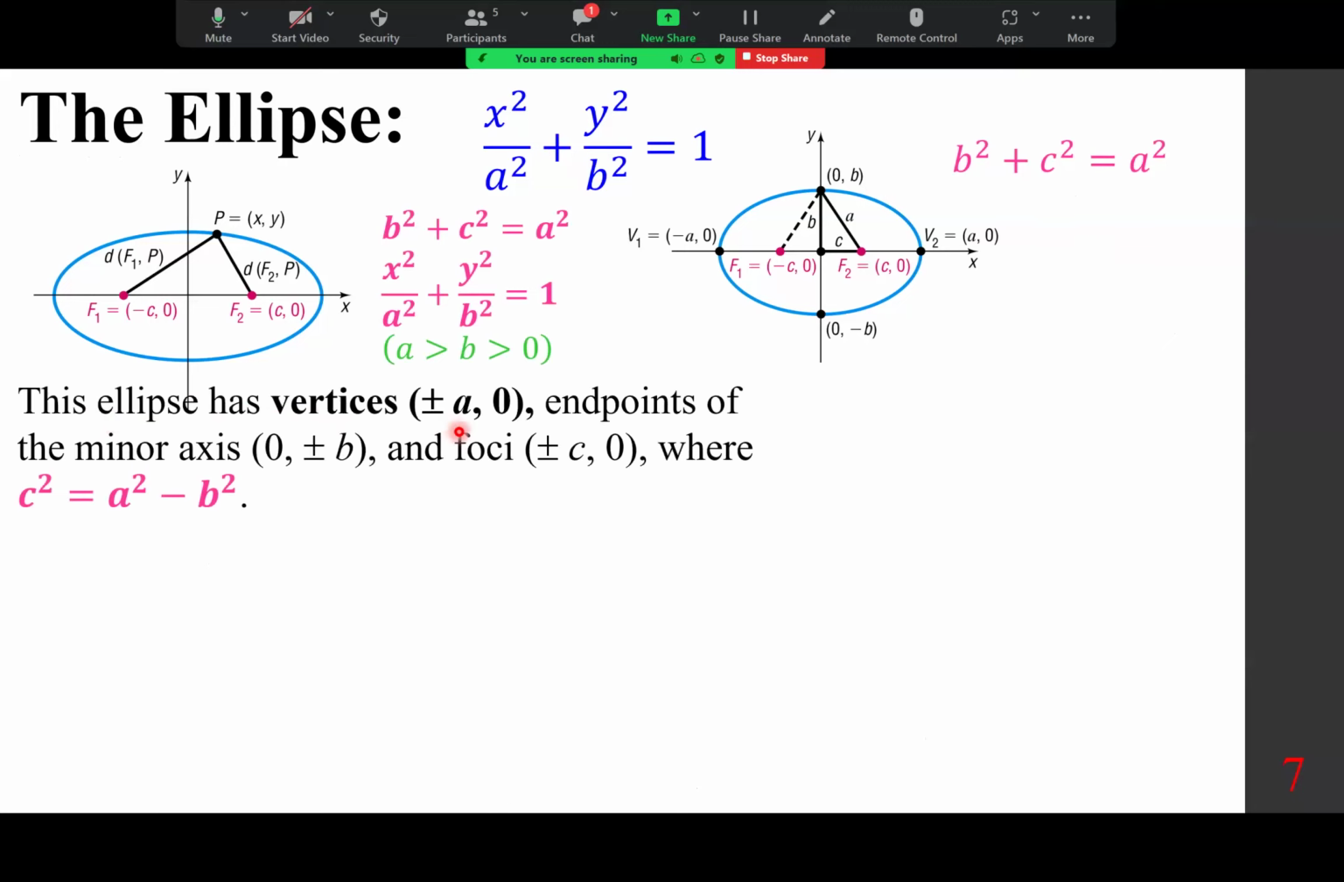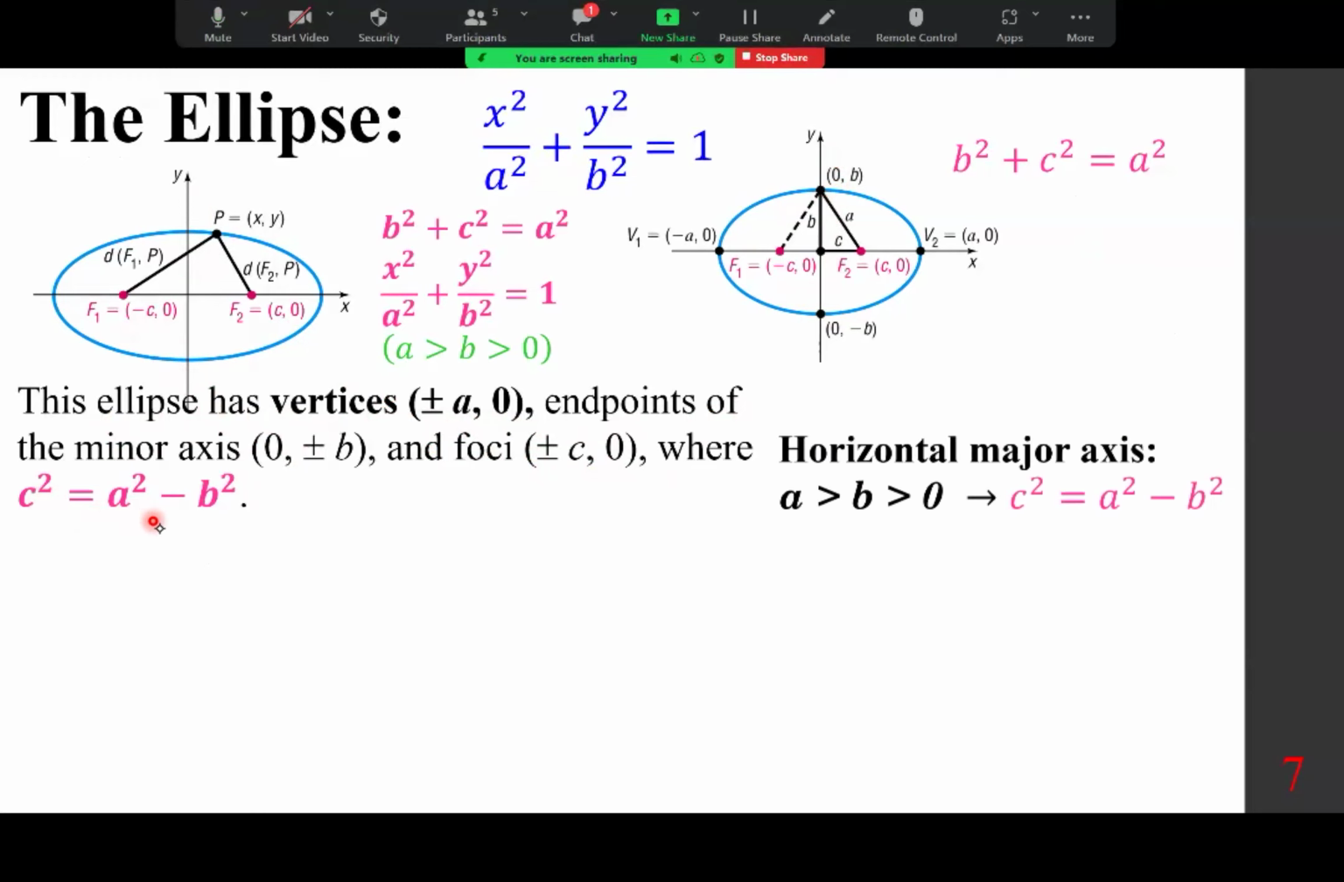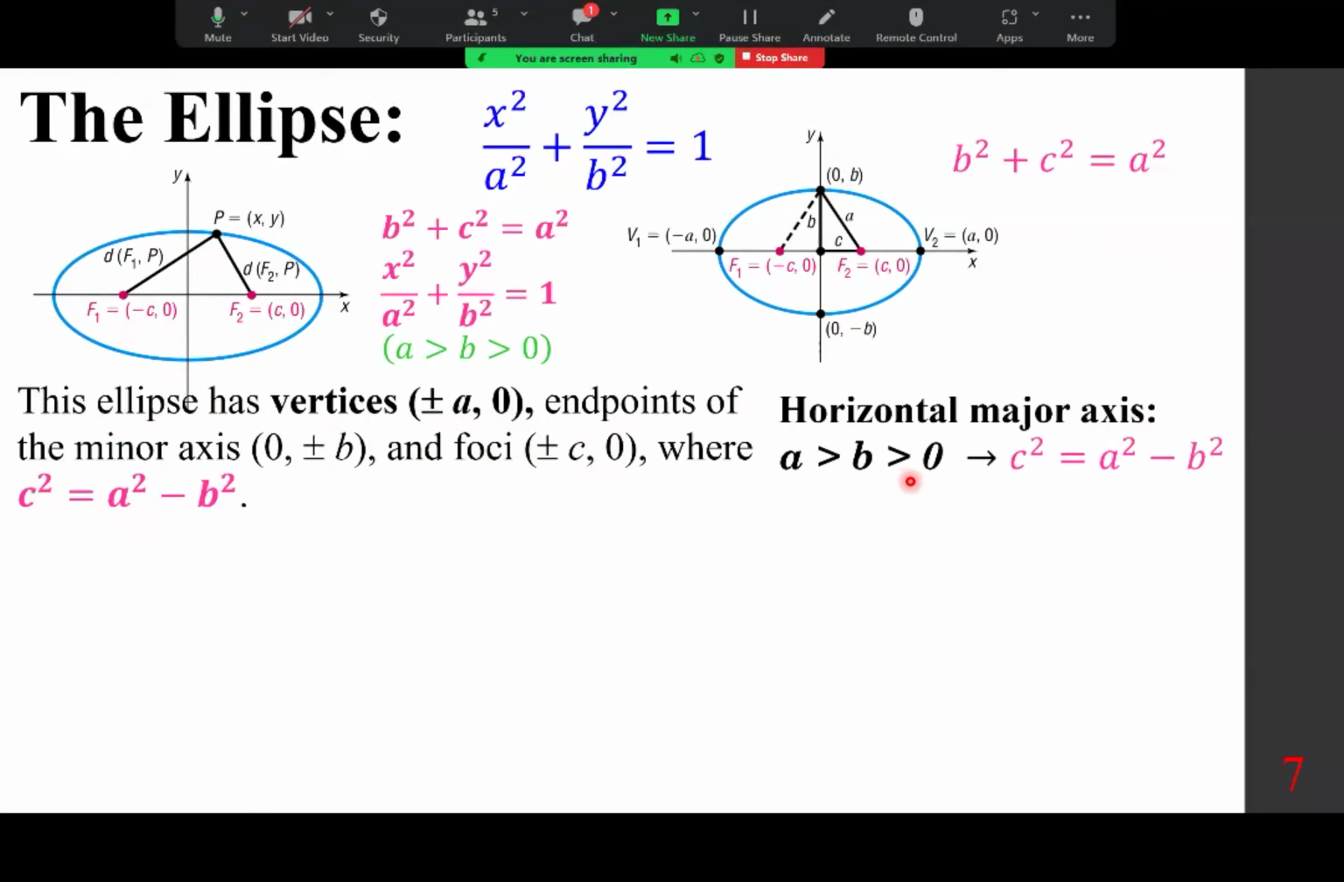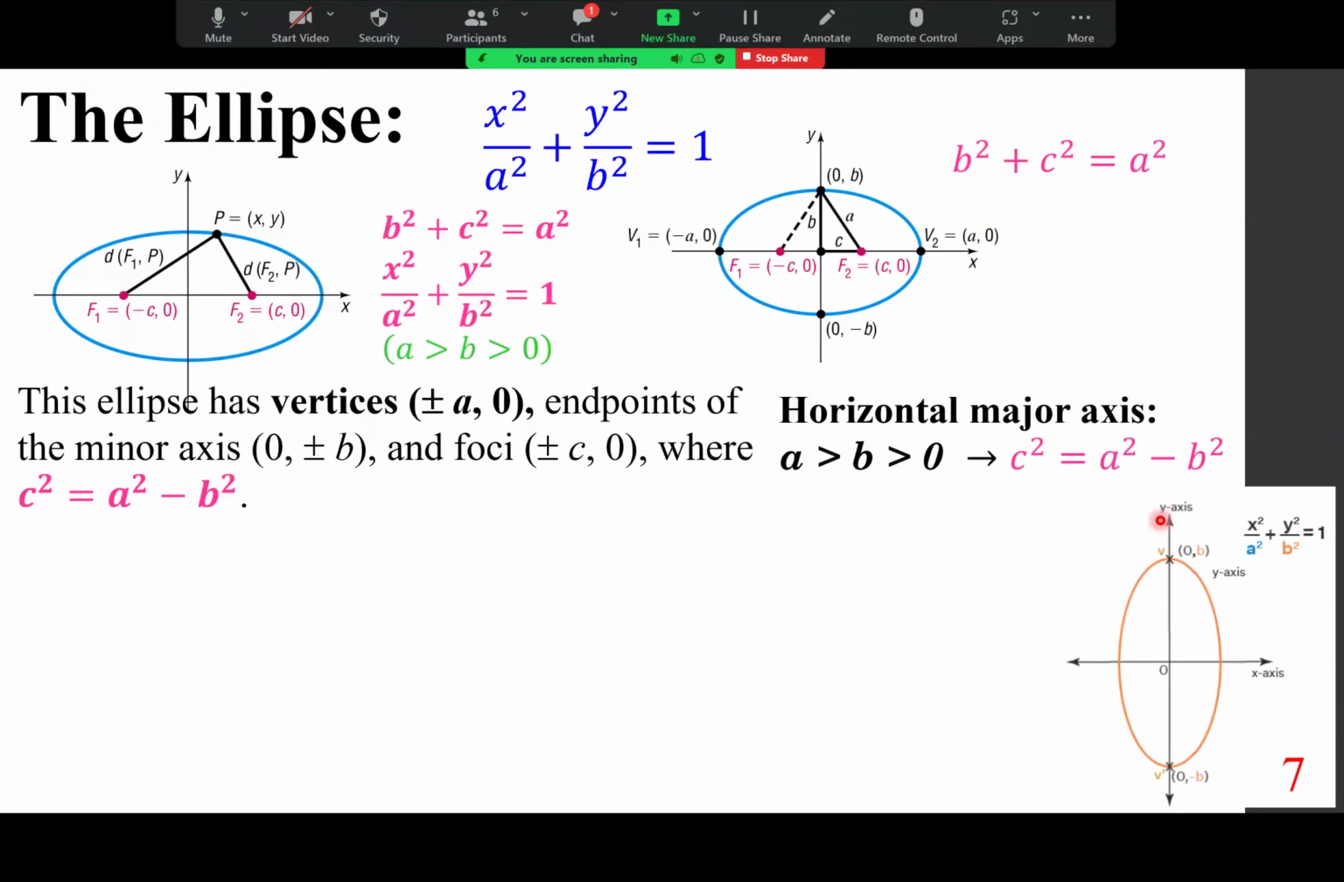This ellipse has vertices at plus minus a comma 0, endpoints of the minor axis 0, plus minus b, and foci plus minus c, 0, where c squared is a squared minus b squared. Horizontal major axis, c squared equals a squared minus b squared. So basically when a is larger than b, it's elongated along the x-axis.